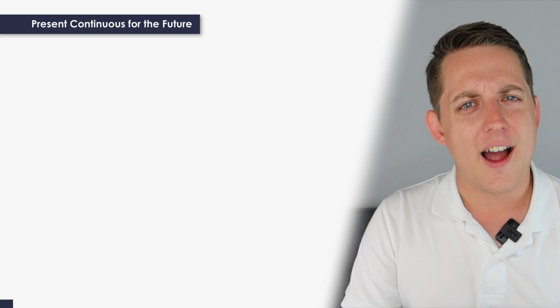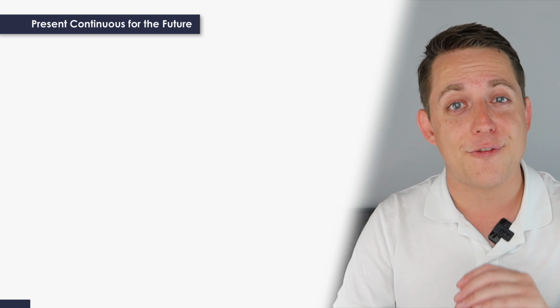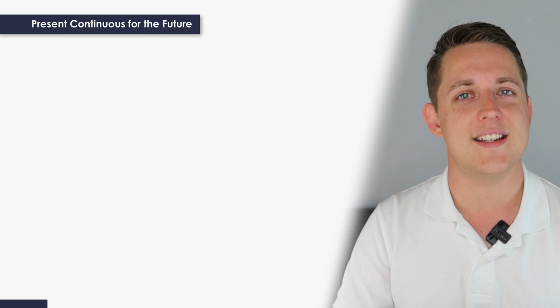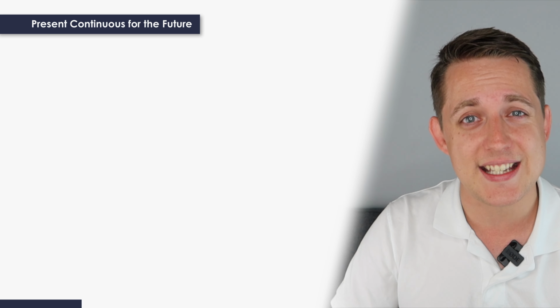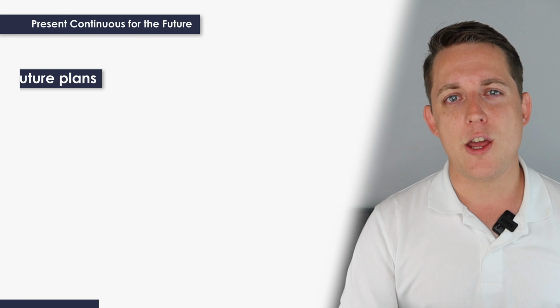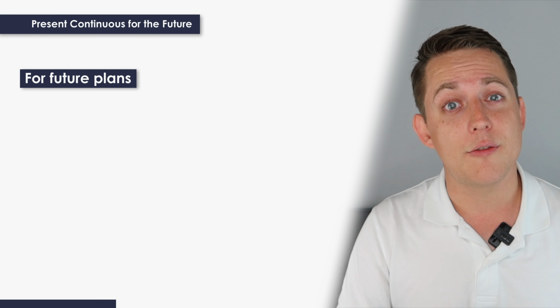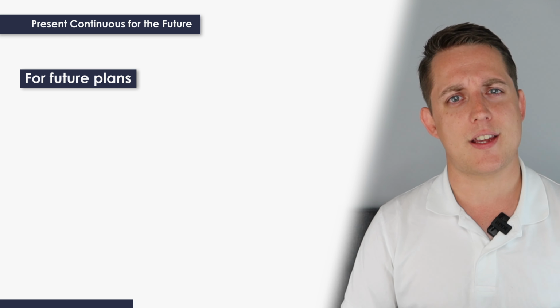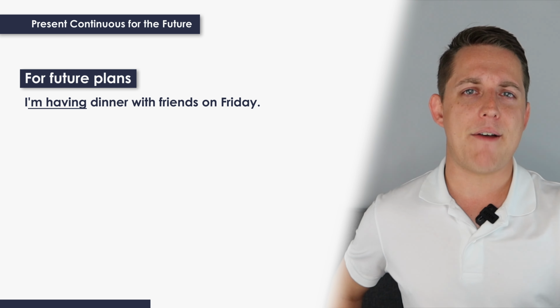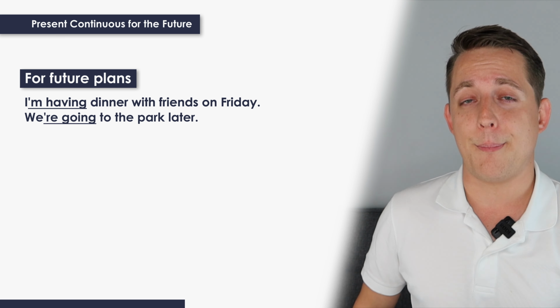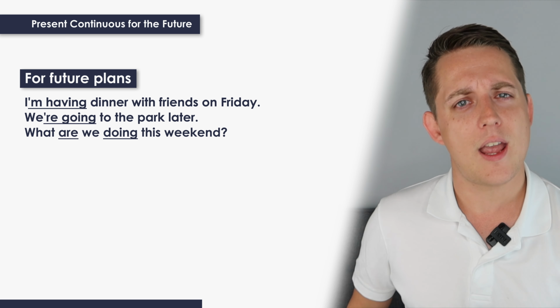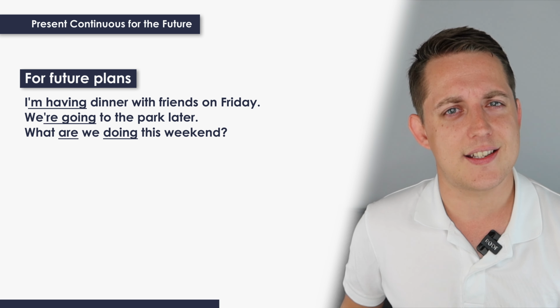Before we finish, I just wanted to share an advanced use of the present continuous. It is advanced, but natives use it every day. They use the present continuous for the future. Here are some examples. I'm having dinner with friends on Friday. We're going to the park later. What are we doing this weekend?